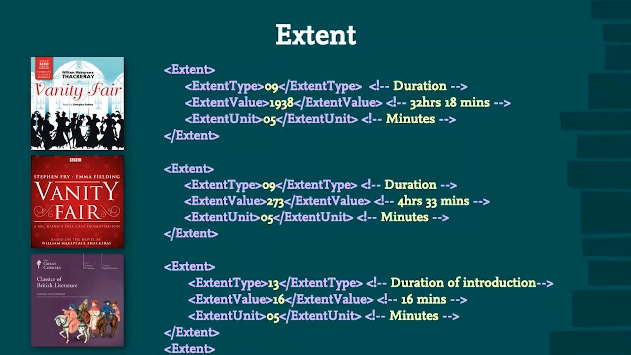Extent. So extent in Onyx is, for physical books, what you would use for sending page counts. And for audio, the common use for that is to send duration. Now you can send total duration. So for example, the top example is the audiobook version of Vanity Fair, and it's 32 hours and 18 minutes long. The second one, just sending a normal duration, 4 hours and 33 minutes is the length of the dramatized version.